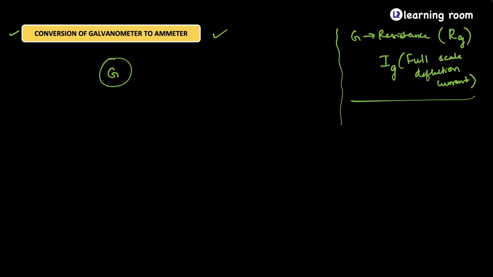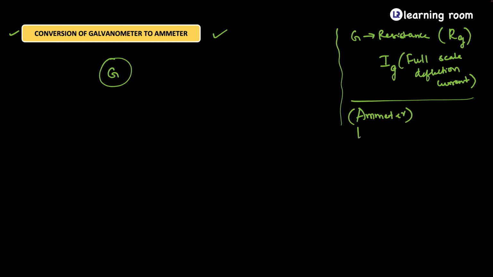So what is our objective here? I have a galvanometer, which is a sensitive device, and I want it to become a measuring device, which is an ammeter. So I need to make some changes to the circuit so that I'm able to make it an ammeter. Listen to this very carefully. For me to do the conversion, I need to first know what is the requirement. So what is the requirement here? I need to generate an ammeter.